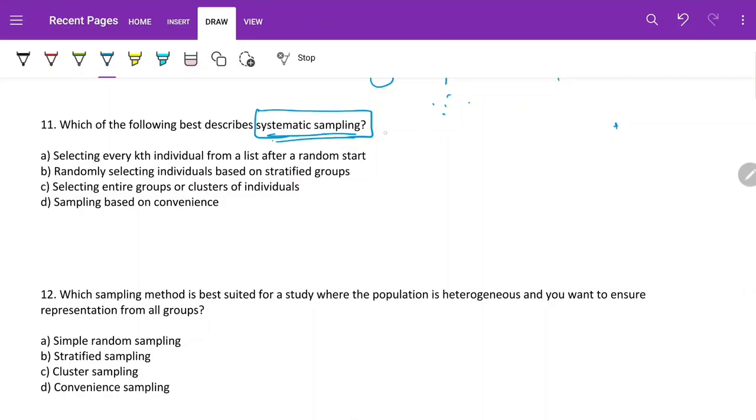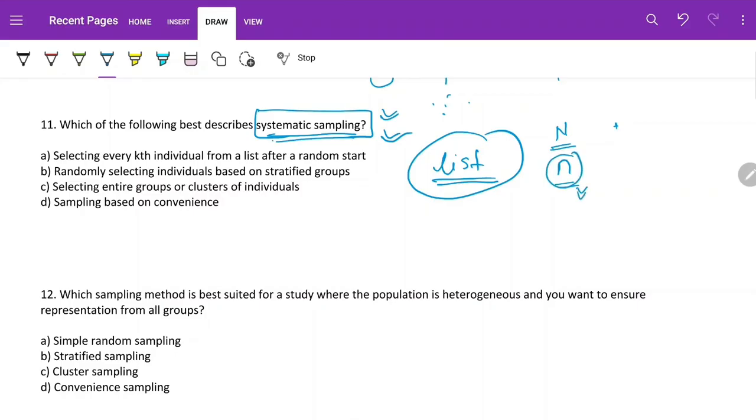So what is systematic sampling? Systematic sampling is when we have a list of population elements. When we have a list of population elements, we go for systematic sampling. What do we do in systematic sampling? Suppose N is the number of population units. Small n is the number of sample units.